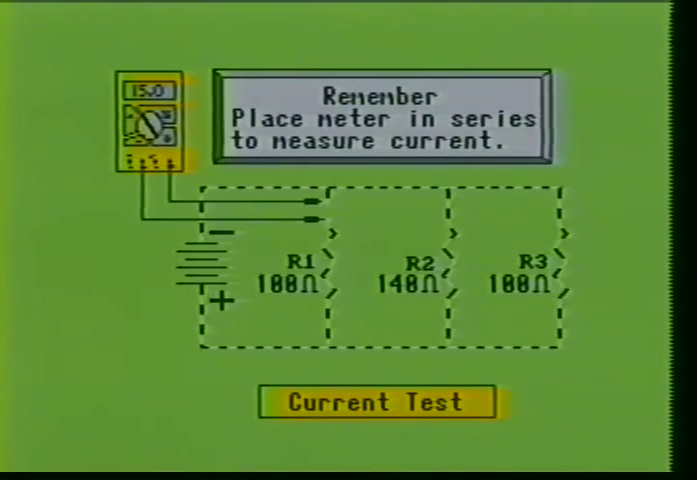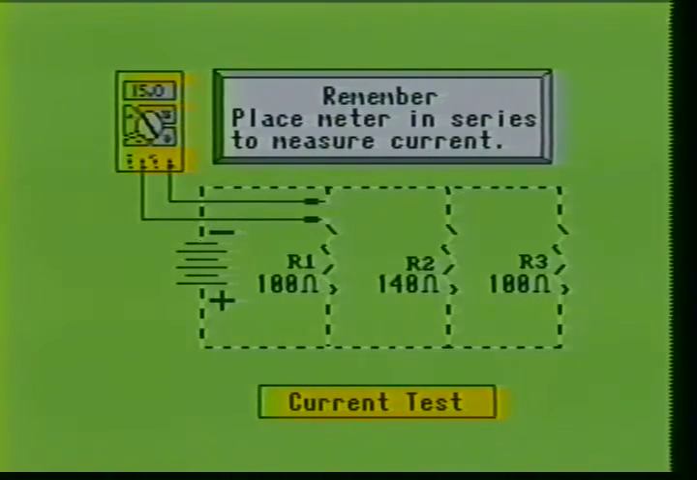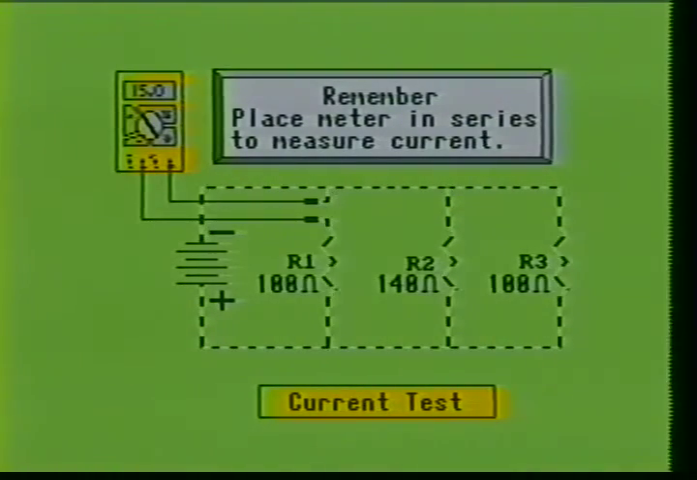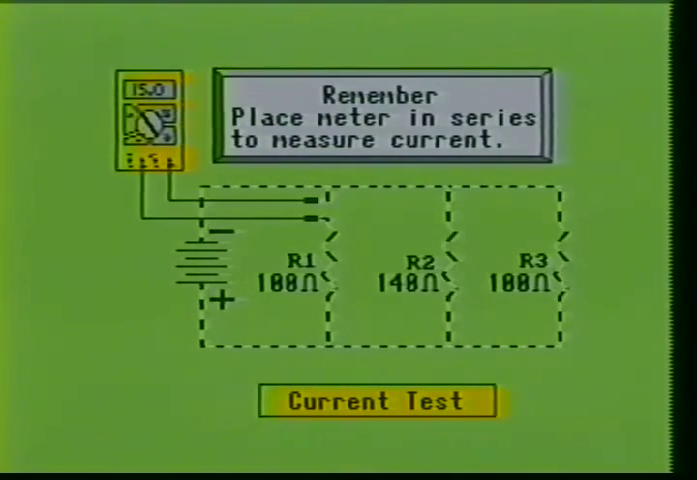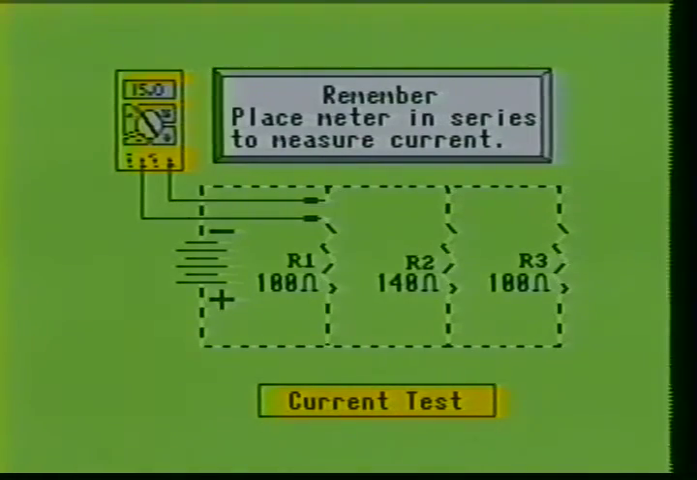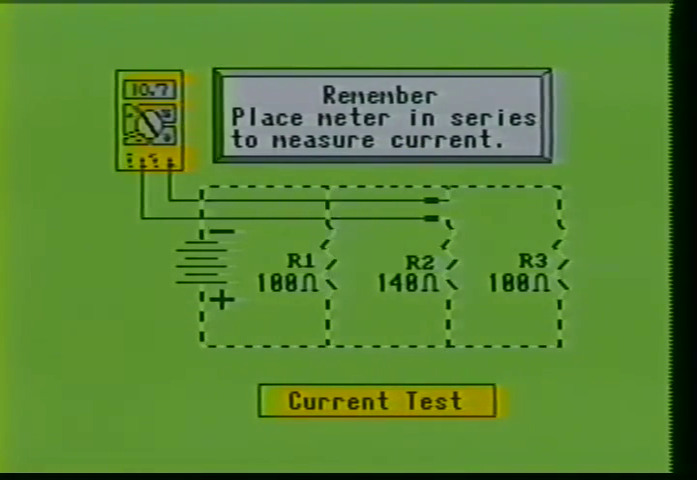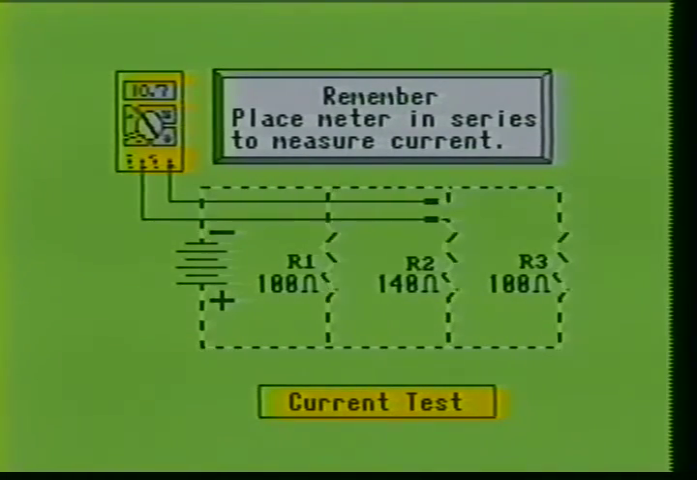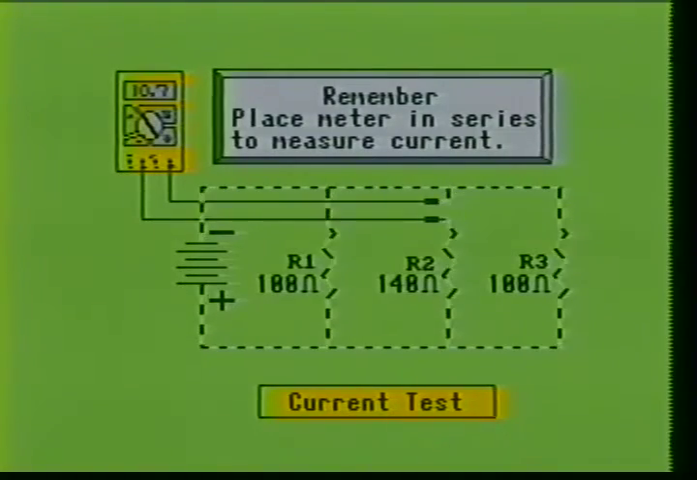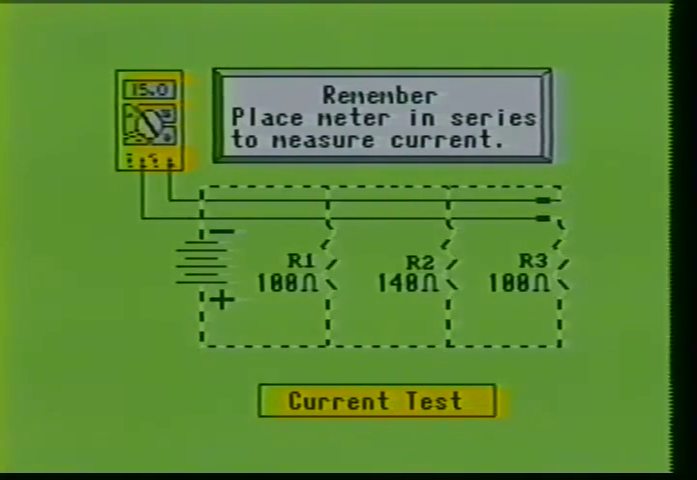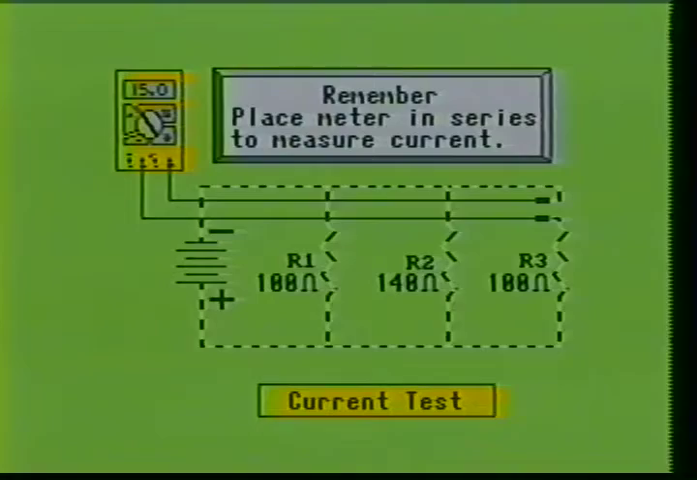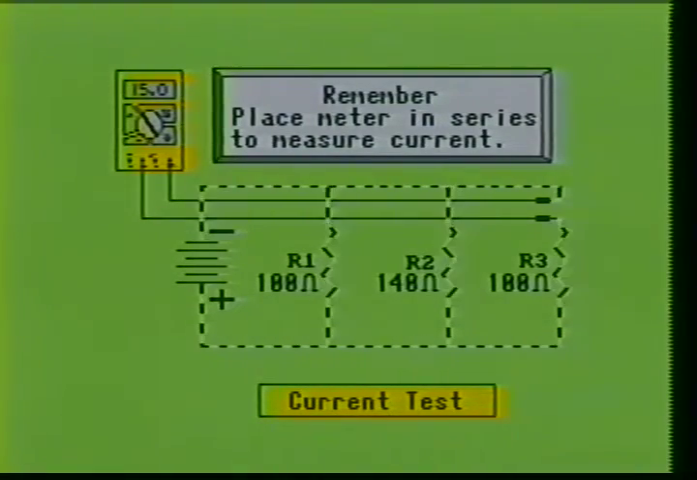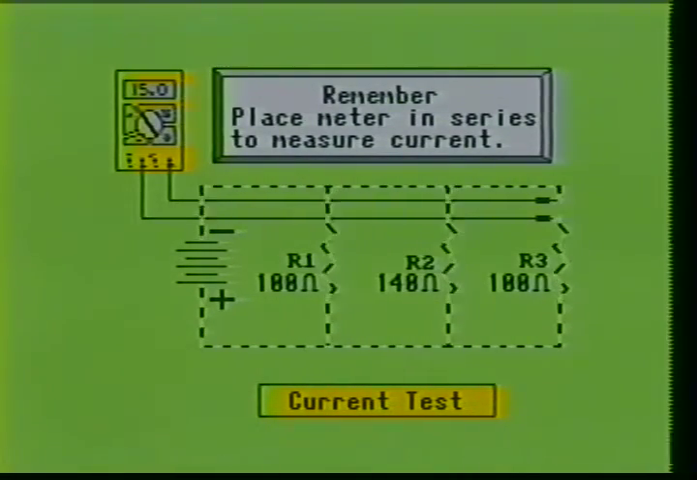When the digital multimeter is placed in series with the first branch of the circuit, it shows there is a current flow of 15 milliamps. When the digital multimeter is placed in series with the second parallel branch of the circuit, it shows that we have 10.7 milliamps of current flowing through this branch. And finally, when we place the digital multimeter in series with the third branch, it shows there is 15 milliamps of current flowing through this branch.